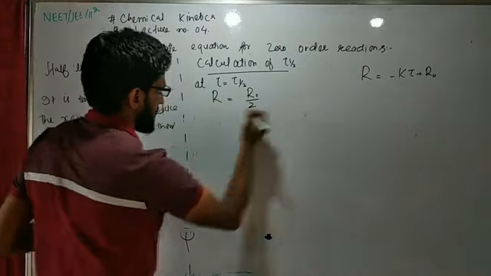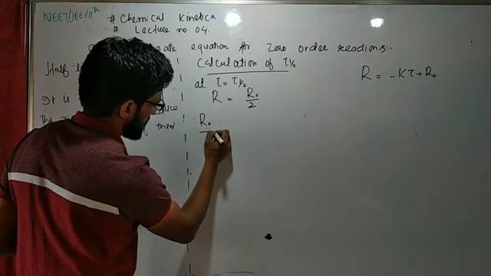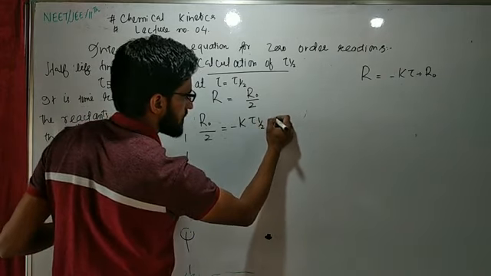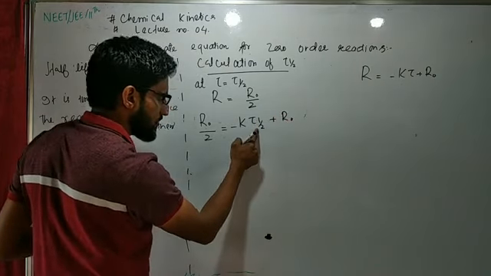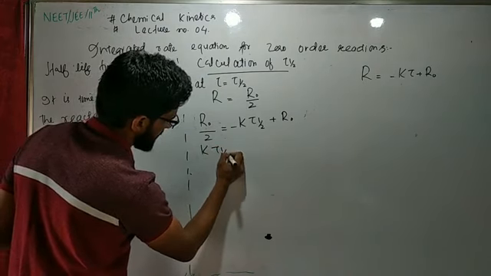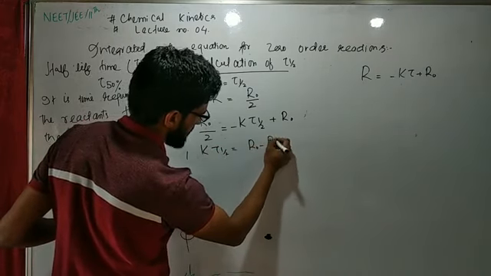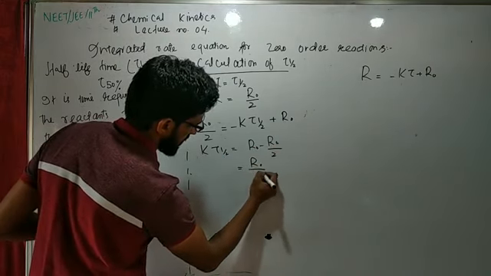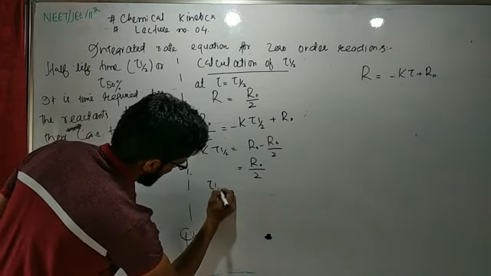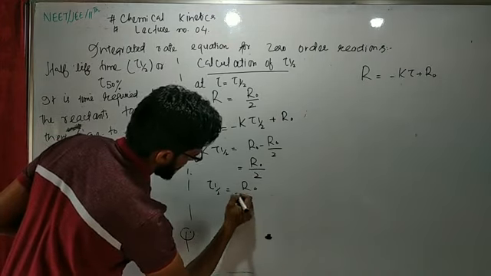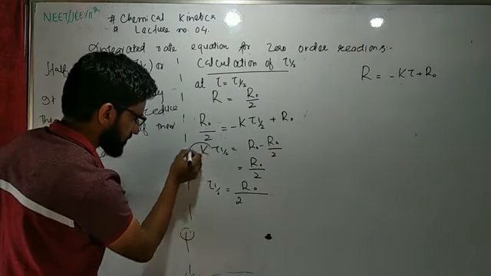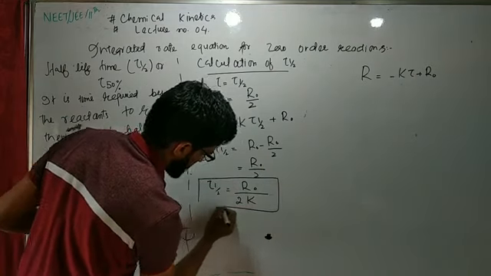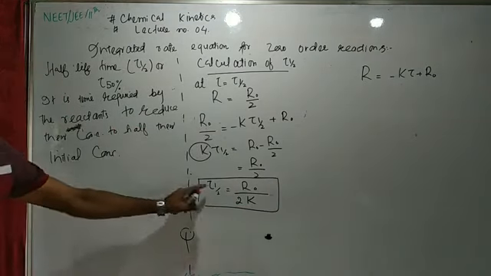Use this in this equation. In place of R you can write R naught by 2, that is equal to minus k, in place of t write T half, plus R naught. We have to calculate T half. That means k T half will be equal to R naught minus R naught divided by 2. R naught minus R naught by 2 will be equal to R naught divided by 2. T half will be equal to R naught divided by 2k. Here the k is multiplied on this side, so it will be divided on the other side. This is the expression for T half for zero order reaction.